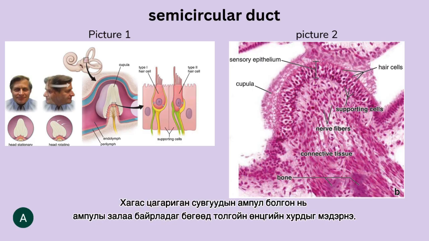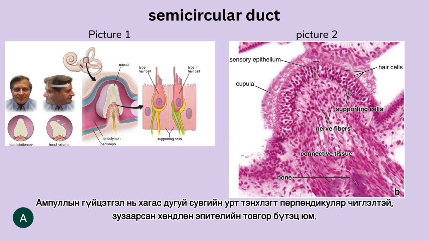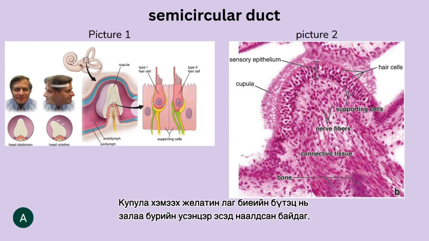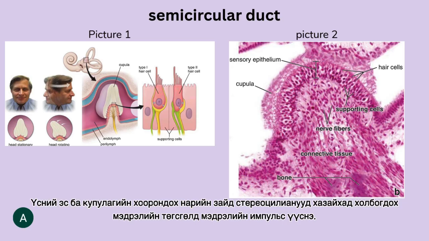Each ampulla of the semicircular duct contains a crista ampullaris, which is the receptor for angular movement of the head. The crista ampullaris is a thickened transverse epithelial ridge that is oriented perpendicularly to the long axis of the semicircular canal. There are hair cells and supporting cells. The cupula, a gelatinous mass, is attached to the hair cells of each crista.